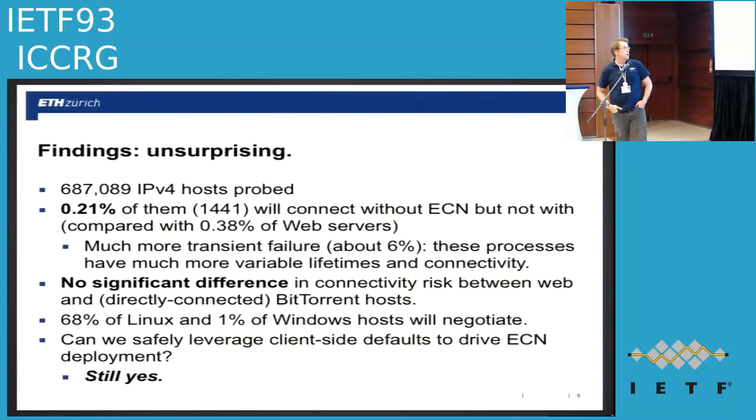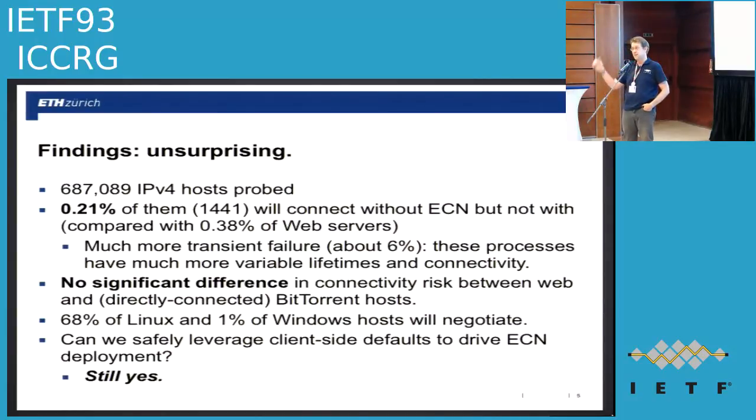We've probed 687,089 IPv4 hosts. We're not going to report the number that we had of the ones that didn't have a problem, because lots of these actually did have transient failures, right? Between the time that we walked the DHT and actually went and sent the packet to say, hey, do you speak ECN, something happened. We can report that we saw 0.21% where there was a definite problem connecting. So we tried to connect without ECN and with ECN caused a problem.